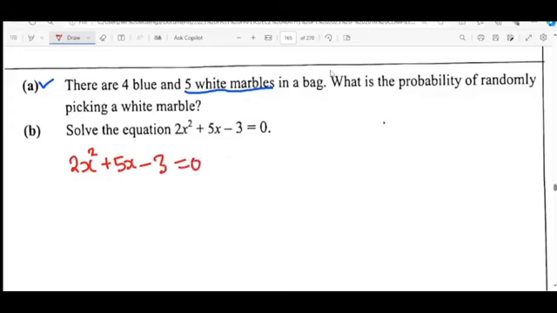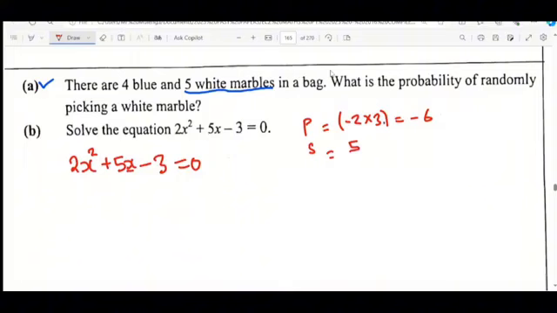So how can we solve this equation? First thing, we need to find the product and the sum. The product, we get it by multiplying the coefficient of x squared times the constant value, which is negative 3. So 2 times negative 3 will give us negative 6. The product is negative 6. Then the sum, we just pick the coefficient of x in the middle, which is a positive 5. So we'll get a 5 here.